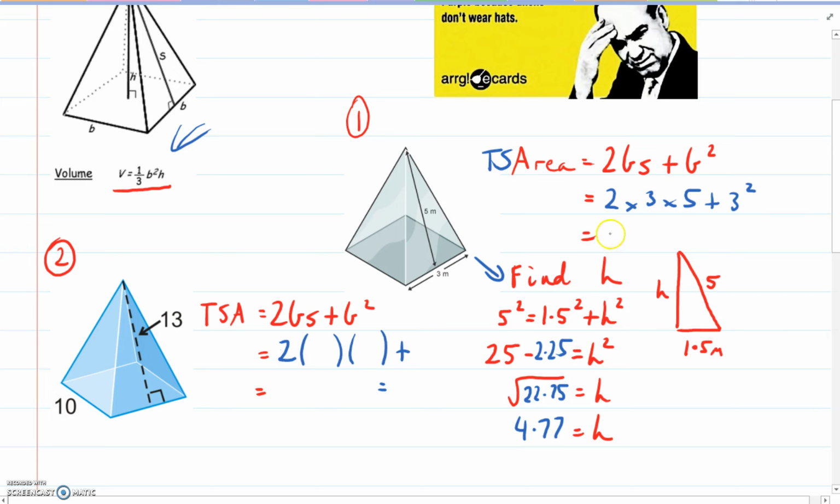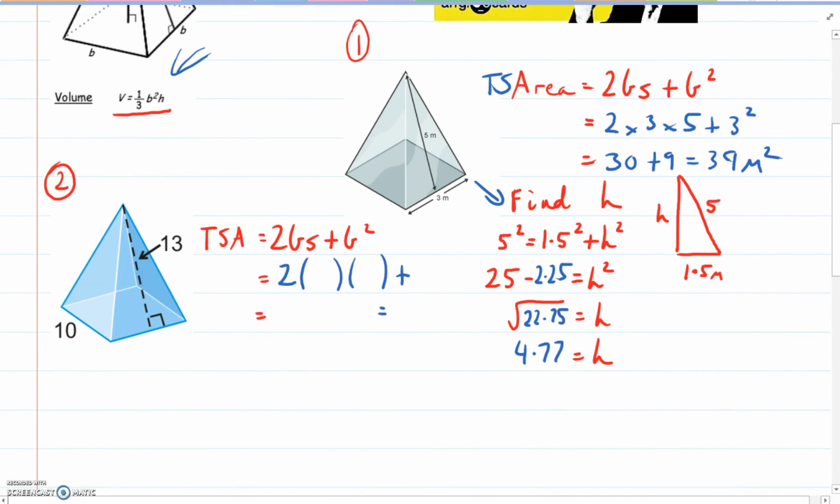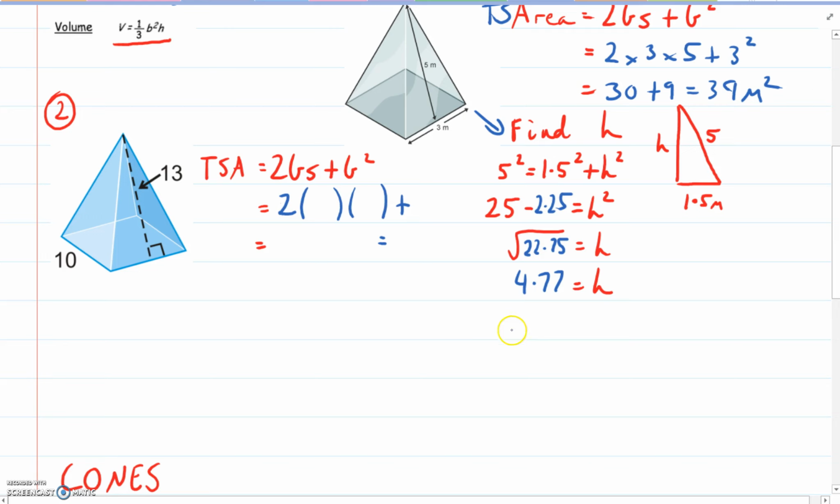And that is 30 plus 9 meters squared. To find the volume, we need the height of this shape. So to do that, we can use Pythagoras. So I've done 5 squared equals 1.5 squared plus h squared. Calculated h to be 4.77. And we can use this volume formula here. So that is 3 squared times the height, which is 4.77, divided by 3.